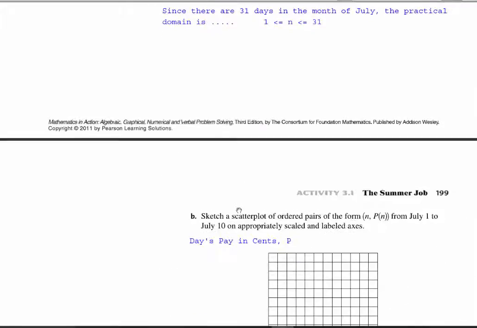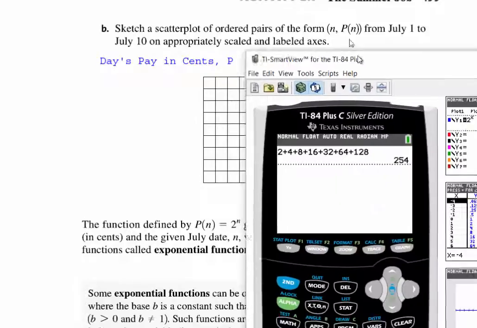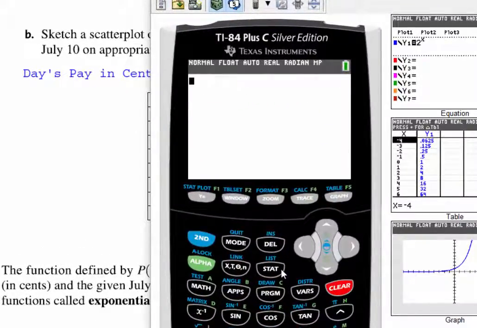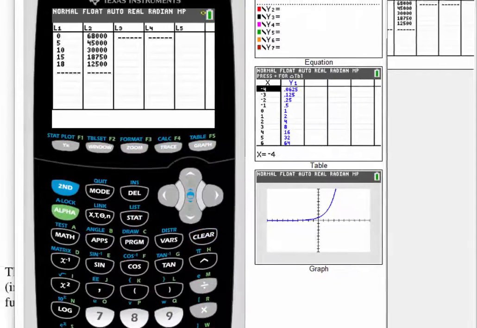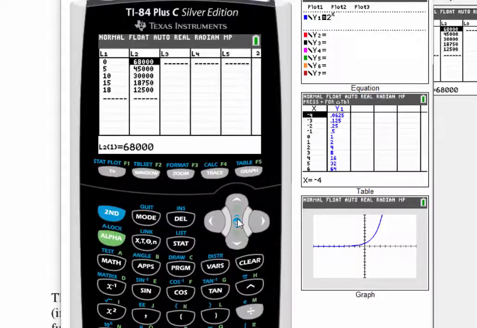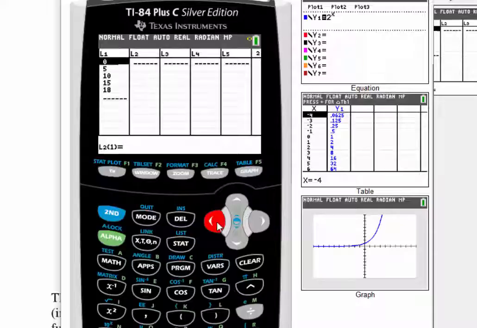And now we're asked to sketch a scatter plot of our table. We can plot the points by hand, but this is a good opportunity to use the scatter plot function of our calculator. So I'm going to open up my calculator and press the STAT key. I press enter. I have some stuff in here from a previous calculation, so I'm going to clear this by pressing clear and enter. And then again, I highlight L1, I press clear, I press enter. So now I can enter my data.